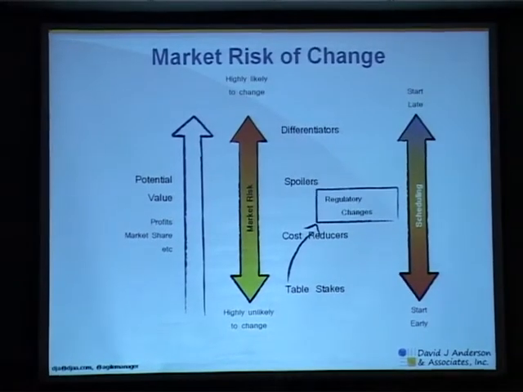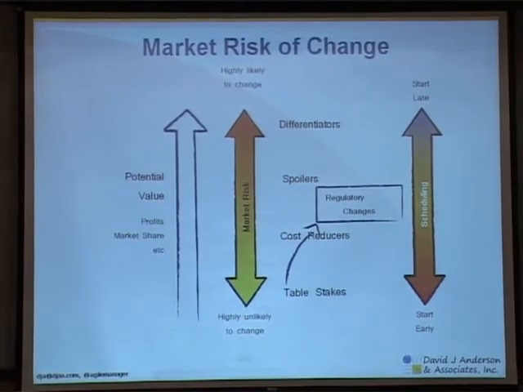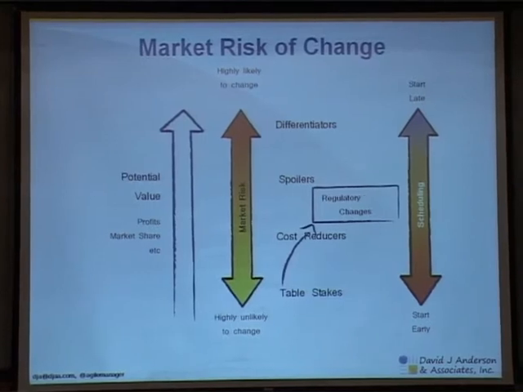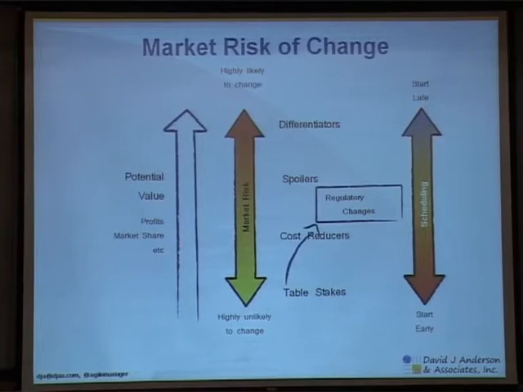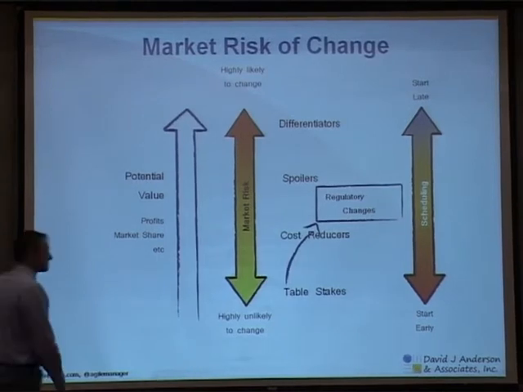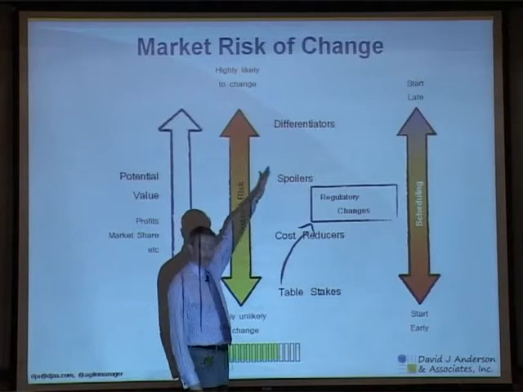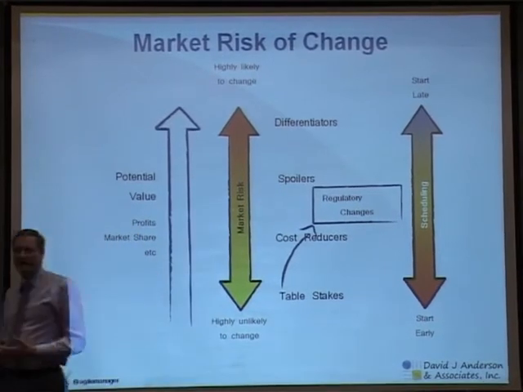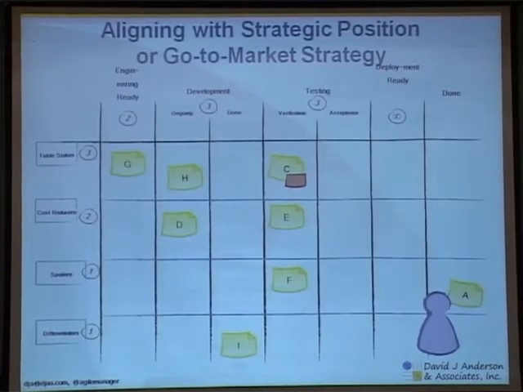Regulatory changes are table stakes, except that they change. The regulator changes them every year or every 3 months or however they feel like. So they're riskier than table stakes, but you'll also notice that these are absolutely must-have, whereas things further up, we only need to have them if they fit with our strategic plan and our go-to-market strategy. A different set of risks.